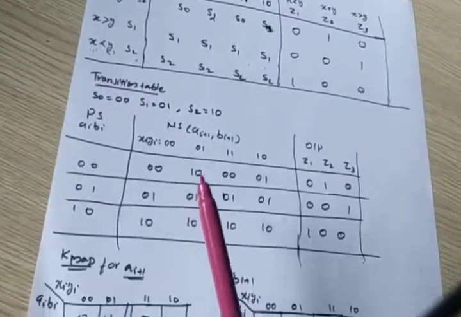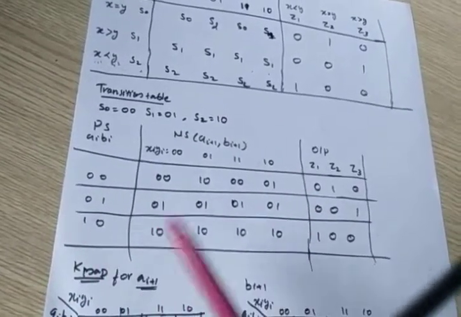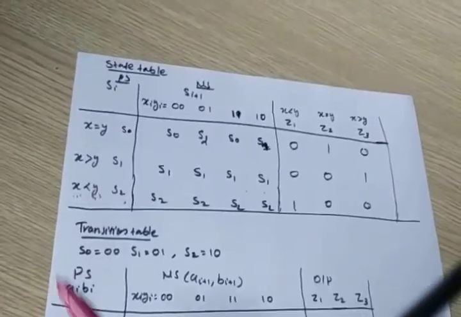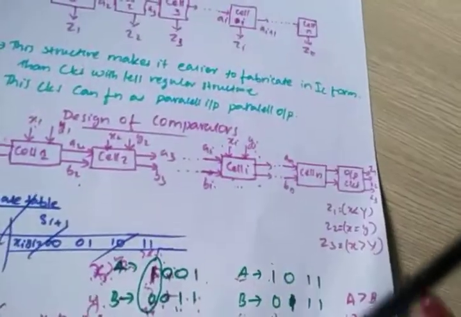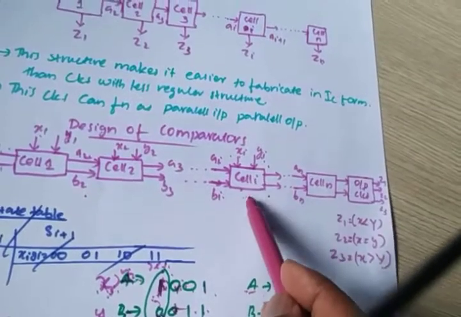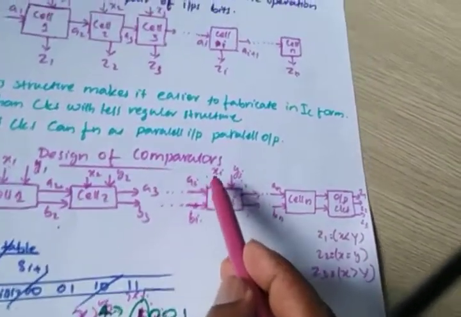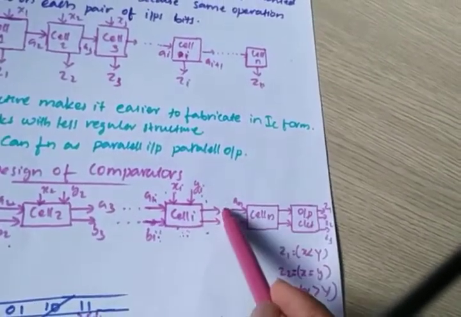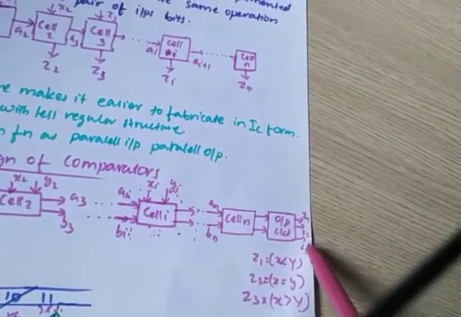Now you need to draw the circuit. For that you need to write the equation for AiBi like that. Here the present state is AiBi. See, I am writing the circuit for this comparator. Here I am taking this cell. For an n-bit comparator I am designing the circuit. So what is the present state? AiBi. XiYi is the input. Next state is Ai+1 Bi+1. What is the output? Z1 Z2 Z3.